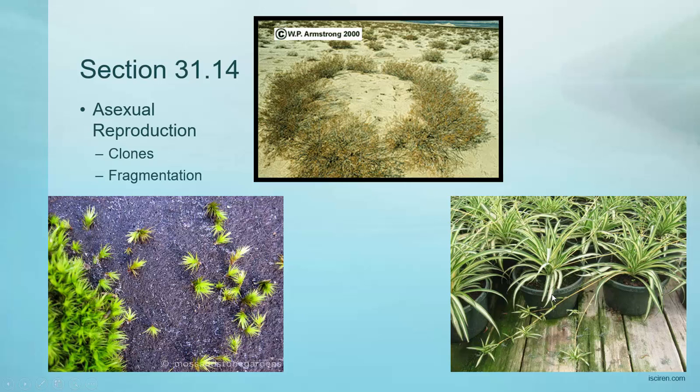Spider plants do the exact same thing, but above ground. Some will also reproduce through something called fragmentation, like this moss, where just a little piece breaks off, falls off the parent plant, falls a little distance away, and establishes itself there. That's what those bits of moss are doing.